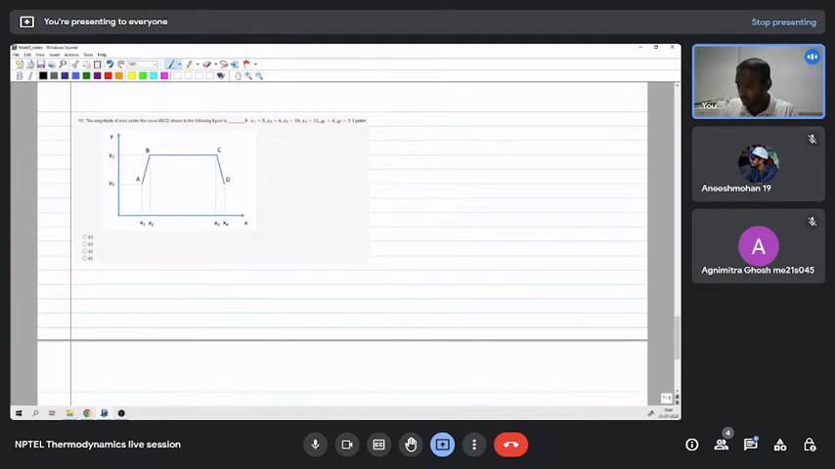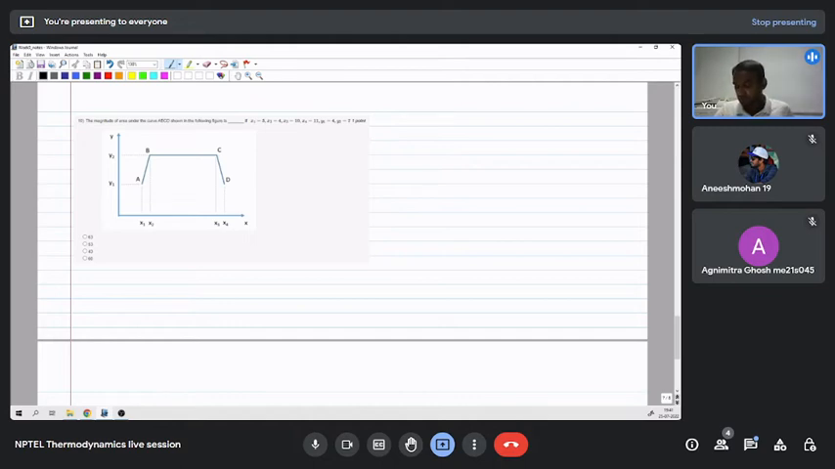So now we have the last problem for the day, to find the magnitude of area under the curve ABCD shown in the following figure. If x1 is 3, x2 is 4, x3 is 10, x4 is 11, y1 is 4, y2 is 7.